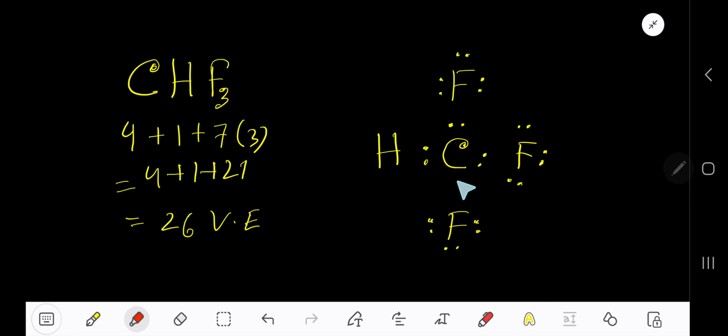You can replace this bonding pair by a dash or line. So this is the structural formula of trifluoromethane, or another way of writing the Lewis dot structure.